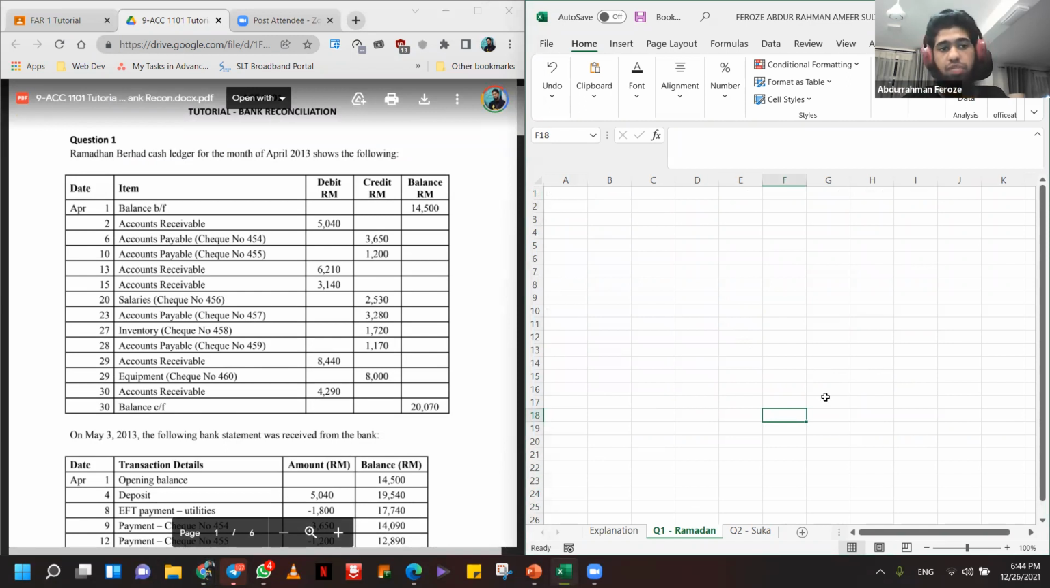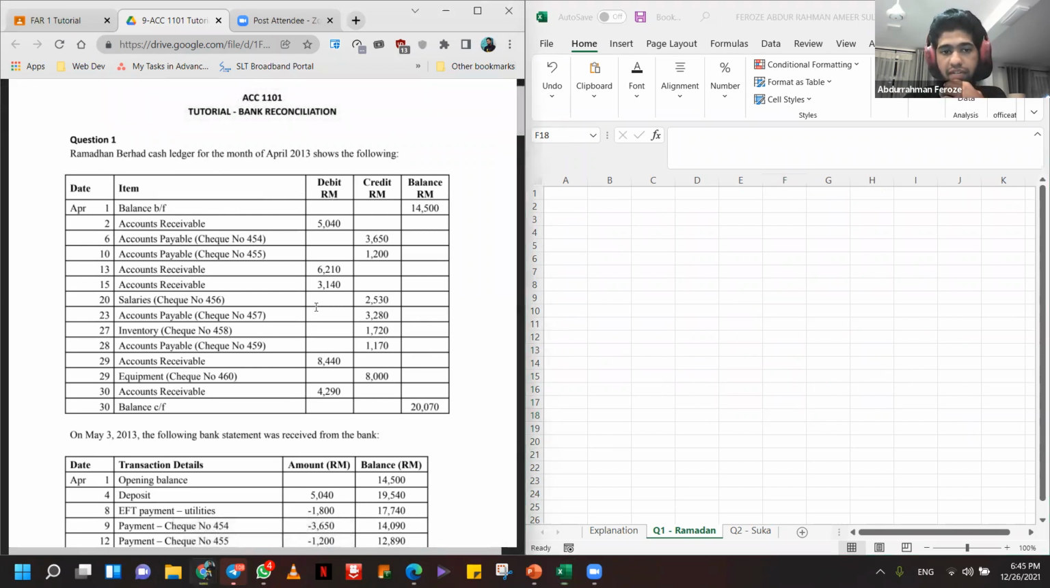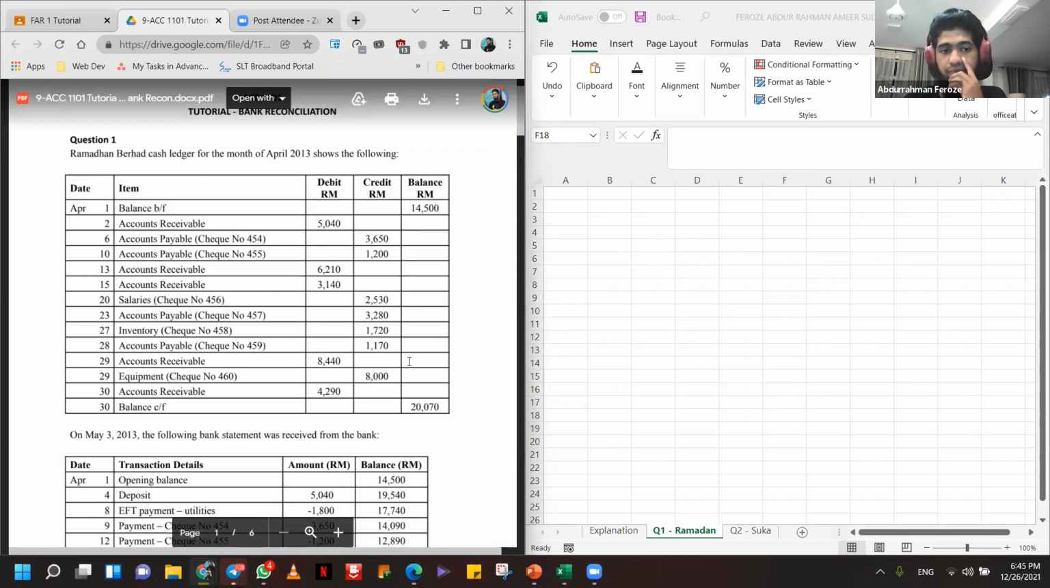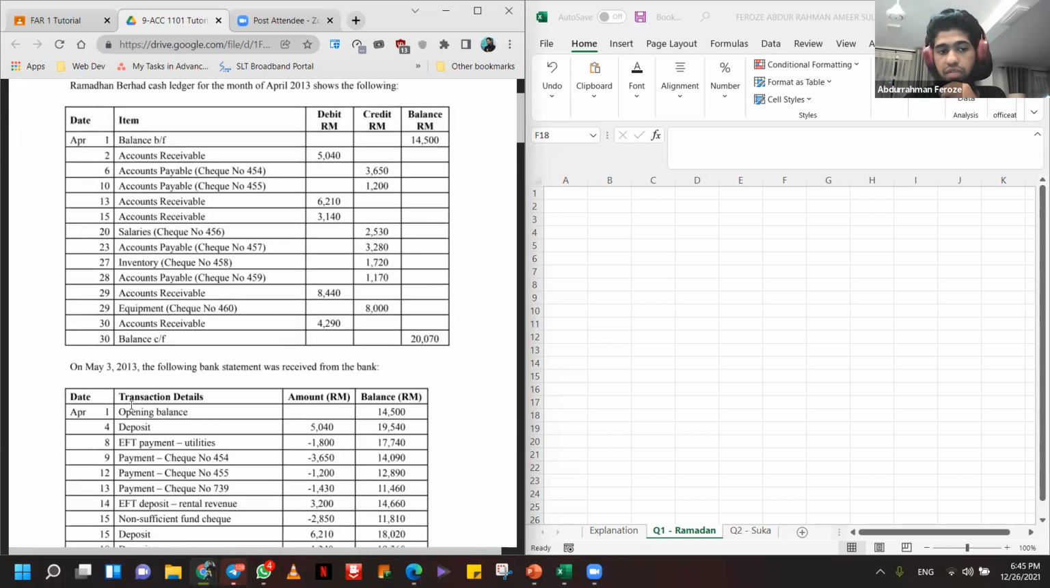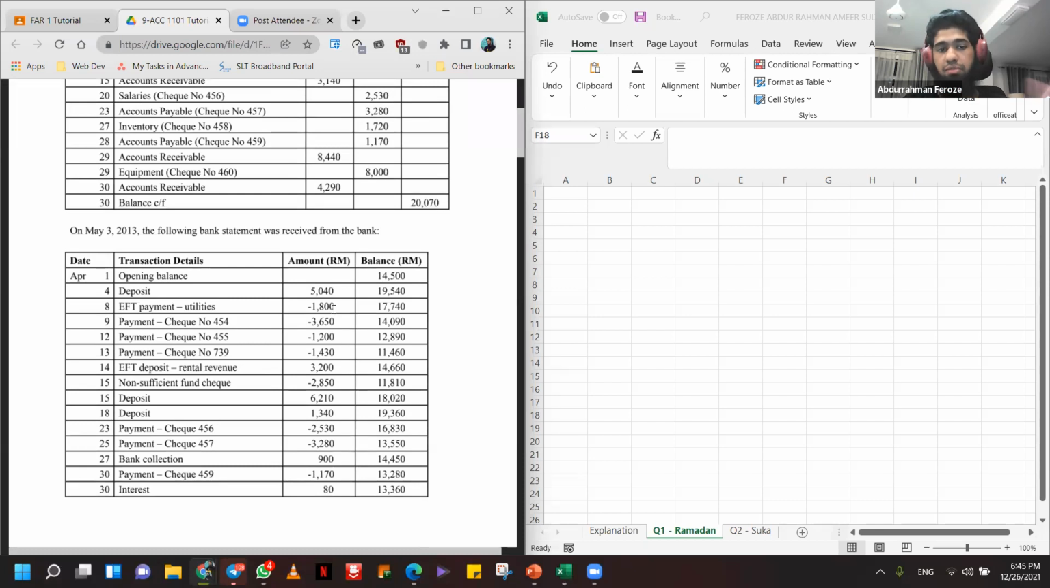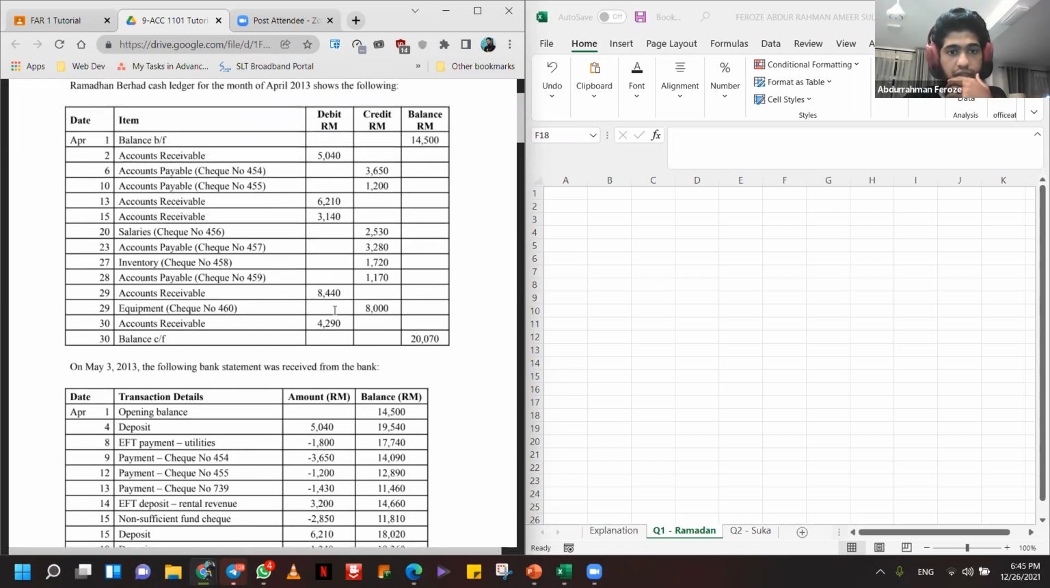Question 1, the first table is the Ramadan Berhad cash ledger for the month of April 2013. So this is the cash ledger, the cash book, and they have the debits and the credits, right? And then on May 3rd, the following bank statement was received from the bank for April 2013, right? Here they have not given it as debit and credit. They have given it as just amounts, plus and minus.